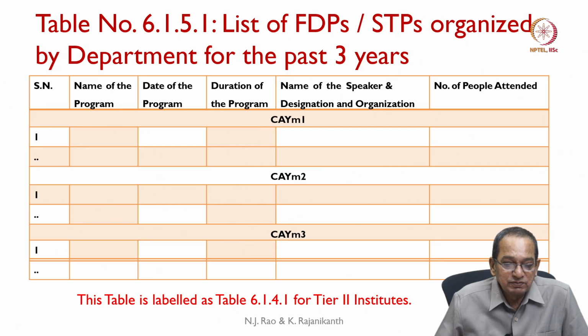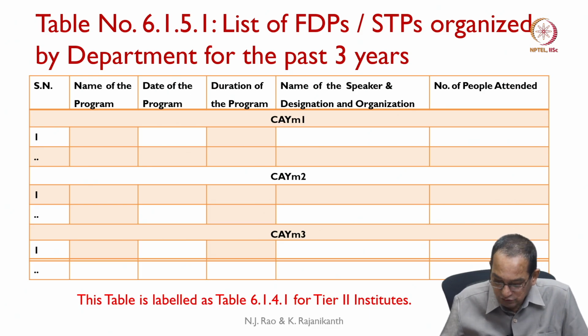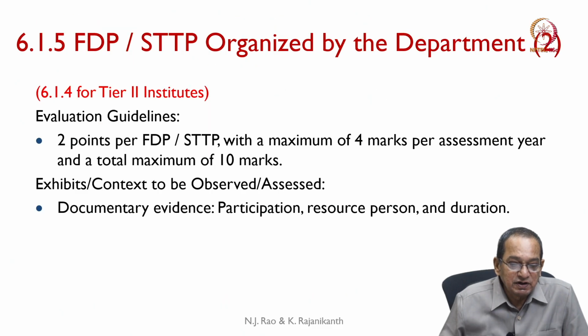Name of the program, date of the program, duration of the program. As I mentioned, it must be minimum 5 days to be counted here. Name of the speaker and designation and organization, number of people who attended. Of course, there could be one speaker, give all the details. Okay. So, simply it is data. Of course, the label of the data is different for tier 2 institutes. Instead of 6.1.5.1, it will be 6.1.4.1. But otherwise, it is the same data.